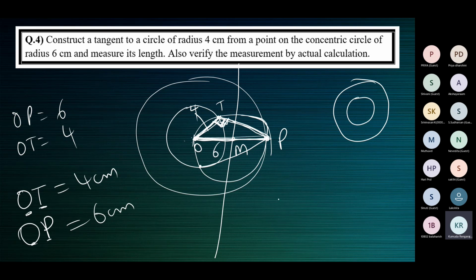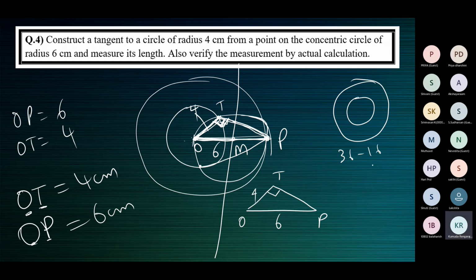And it's a right triangle. This is 4 centimeters, this is 6 centimeters. So you can find TP using Pythagoras theorem. OP is the hypotenuse. So it will be 36, that is, 6 square, minus 4 square, 16.